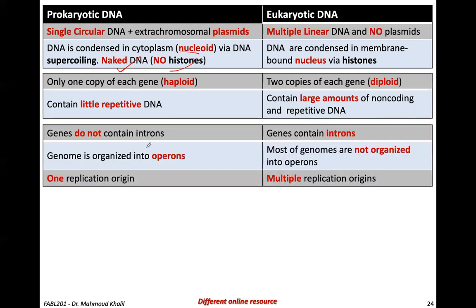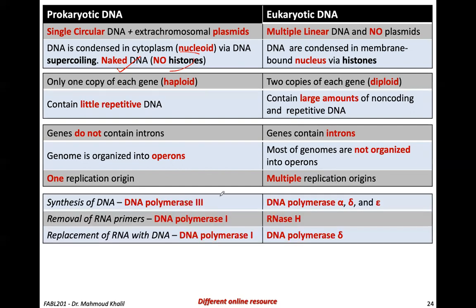No introns in prokaryotes. Of course, there are a lot of introns in the genes of eukaryotes. There is a structure called operons. We'll deal with operons in the coming lecture. This operon is in the genome of prokaryotes, but most of the genome is not organized into operons in eukaryotes. Of course, there is one replication origin in prokaryotes, but here there are multiple replication origins in the eukaryotes.